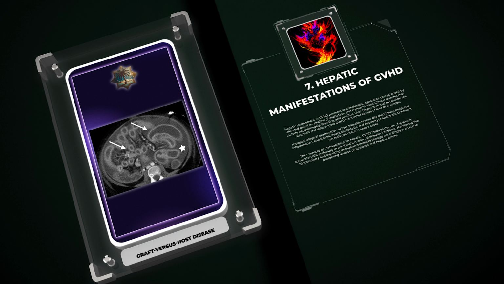The mainstay of management for hepatic GVHD involves the use of systemic corticosteroids, preferably in combination with calcineurin inhibitors. Monitoring liver biochemistry and adjusting immunosuppressive therapy accordingly is crucial in preventing disease progression and hepatic failure.